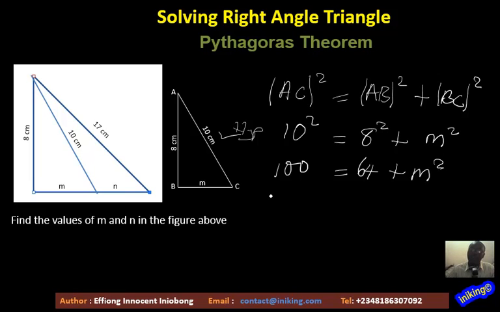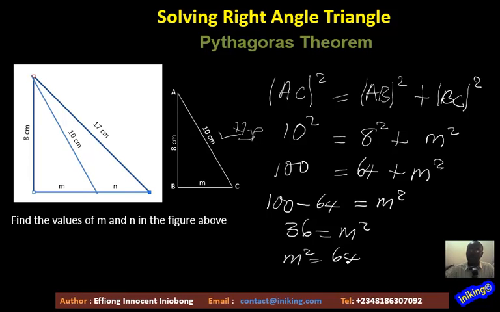Transfer 64 to the left hand side. We have 100 minus 64 is equal to M squared. 100 minus 64 is what? 36. M squared equals 36, and then M will be the square root of 36, and we agree that this is 6. Again, this is centimeters, 6 centimeters.